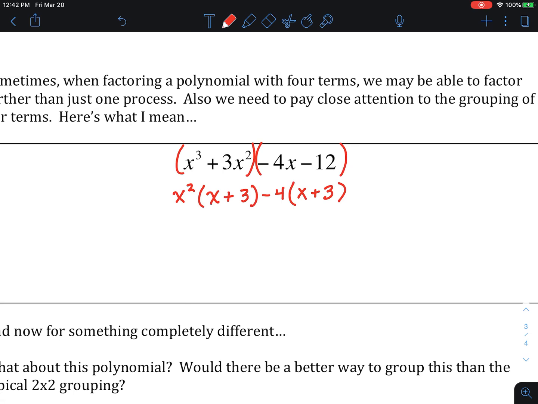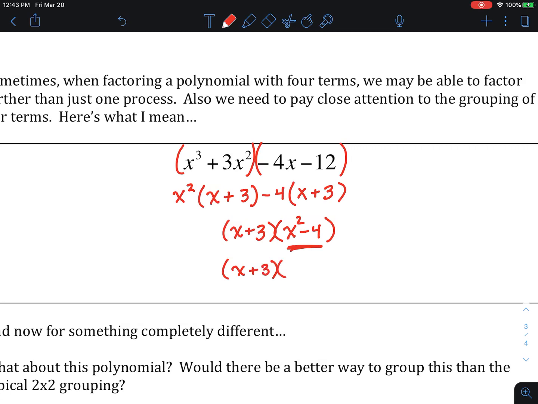Why did I get plus 3? Well, because negative 12 divided by the GCF of negative 4 will give me positive 3. And the GCF of the entire four-term polynomial is x plus 3, so that gets its own factor. And the leftovers outside, x squared minus 4, get their own factor. But look closely. Aha. This binomial is a difference of squares, so we do have to take it another step further and factor that difference of squares down one more time.